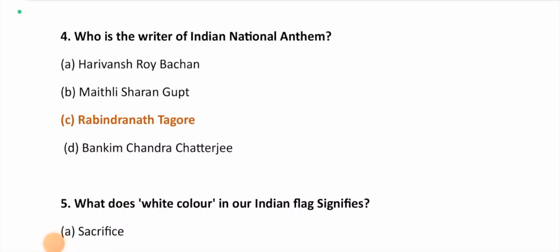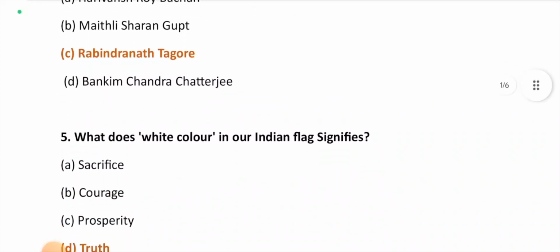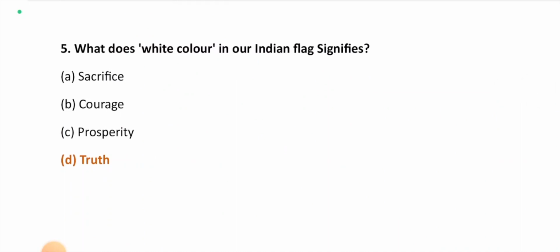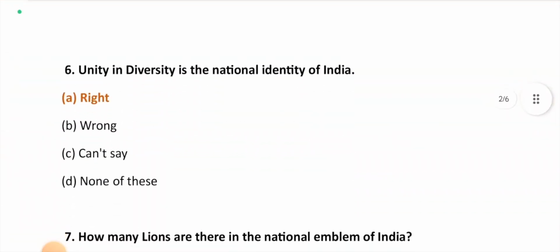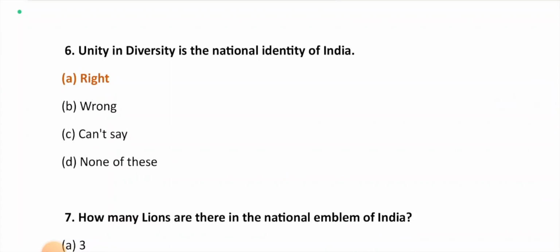Fourth question: who is the writer of the Indian national anthem? Answer Rabindranath Tagore. Fifth question: what does white color in our Indian national flag signify? Answer truth. White color in our flag signifies peace and truth. Sixth question: unity in diversity is the national identity of India. Yes, it is correct.